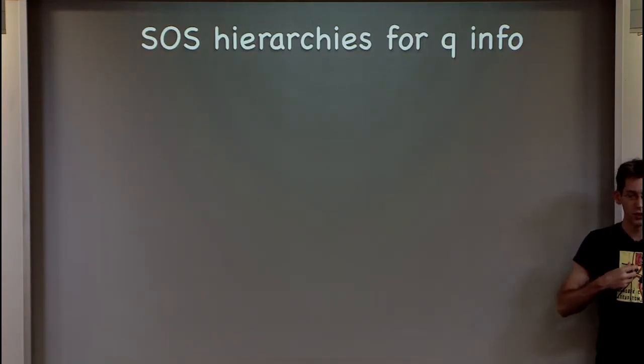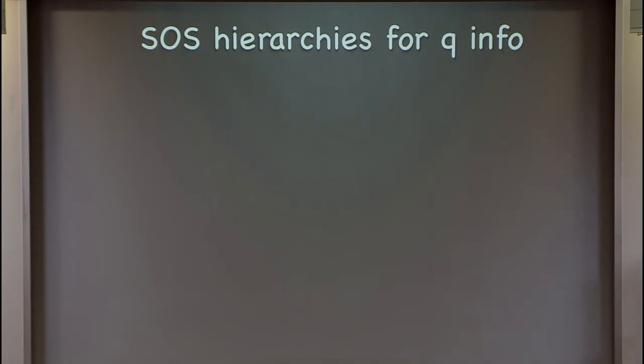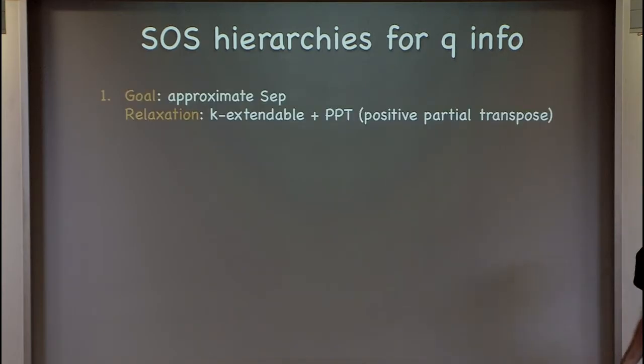Okay, so I've mostly talked about problems. Let me talk about solutions, about how we can solve them using things like the sum of squares hierarchies that you've heard about before. First, I'll give you a little overview and then maybe go into a little more detail. One thing we'd like to do is approximate the set of separable states, and there's a relaxation called k-extendable plus PPT. PPT means positive partial transpose. I'll say a little bit more about this in a minute. That's the first problem I mentioned, separability testing, and there's an SOS hierarchy for this.